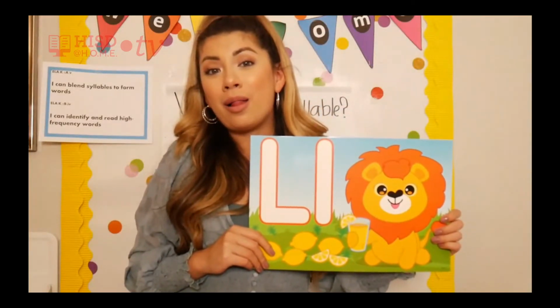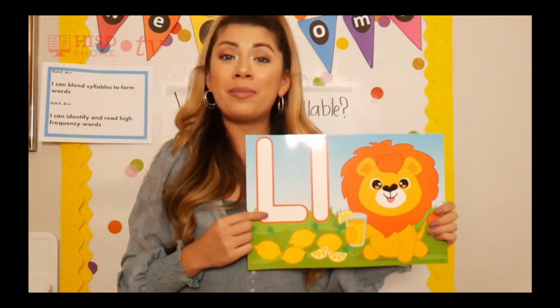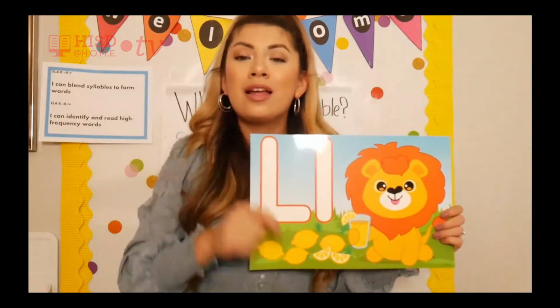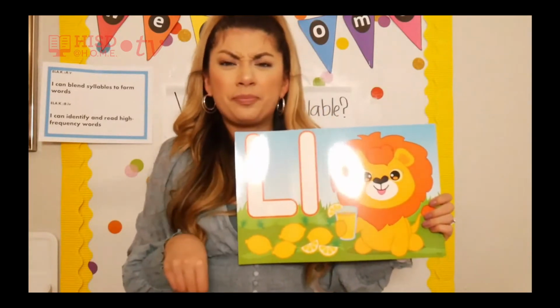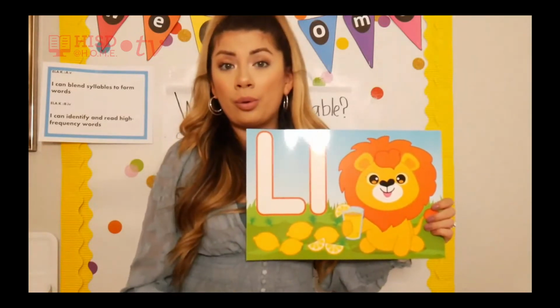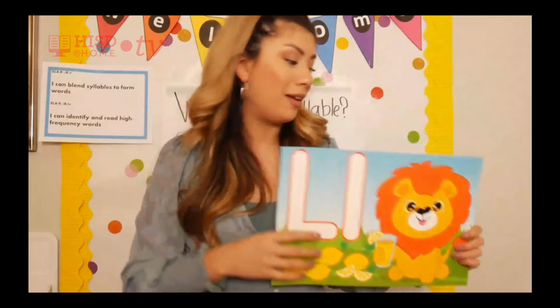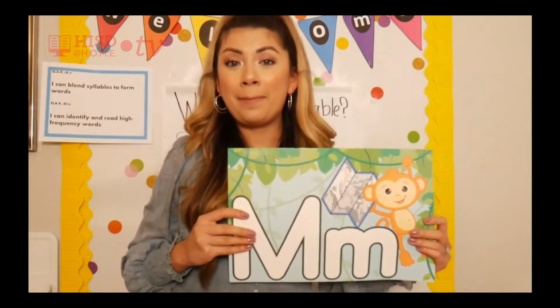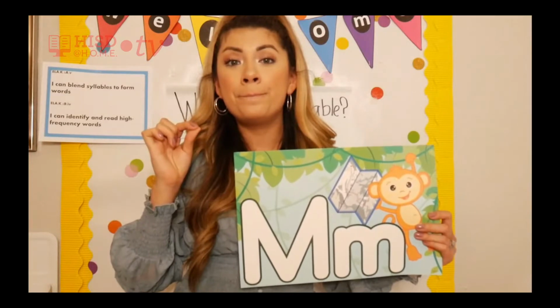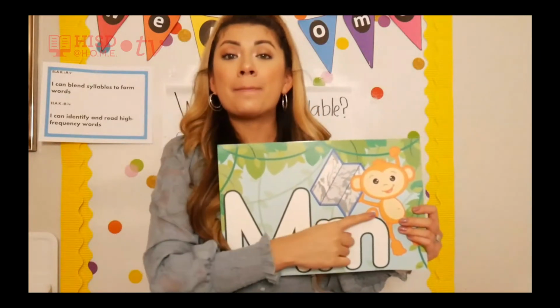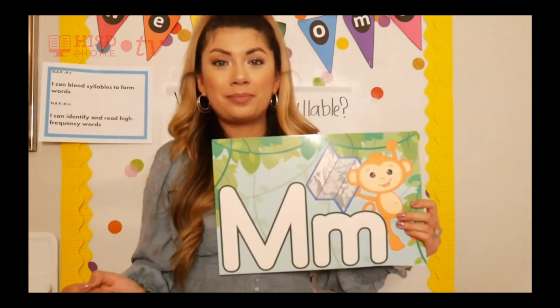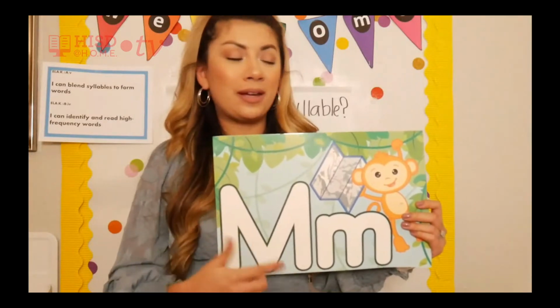L makes a sound. We kind of stick out our tongue for this one. Like lion. Lion or lemon. Then we have M. The M, we close our lips together and we make a sound. M, like monkey. Map.